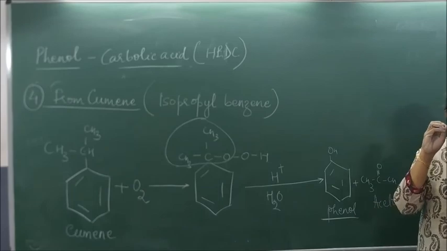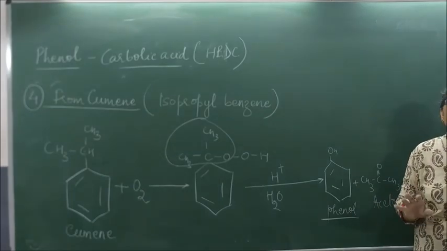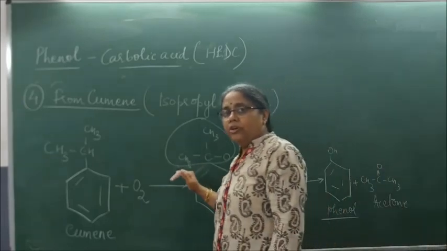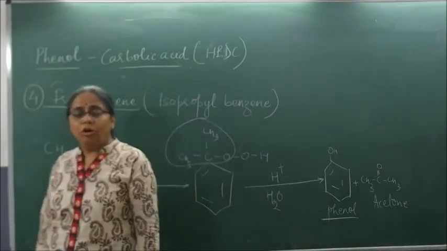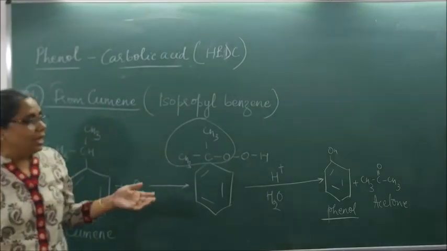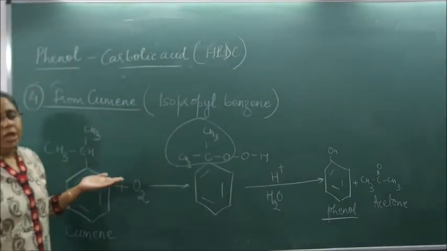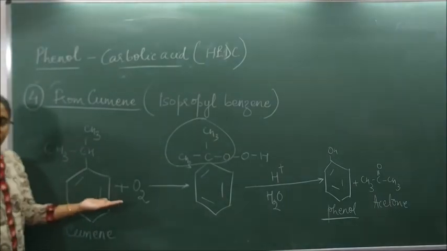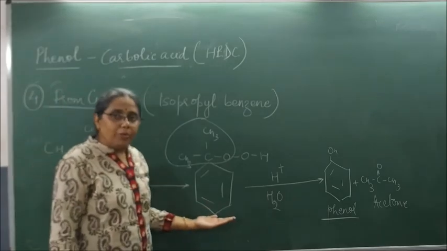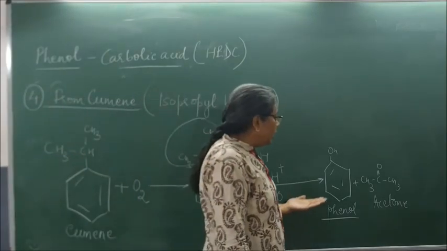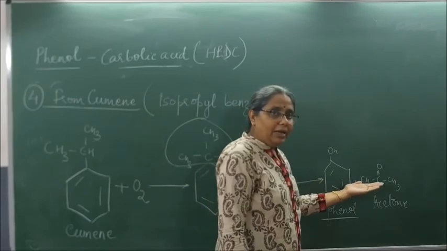Clear? So this is a very, very important reaction. This will 100% come if you are writing a test on the chapter of alcohols, phenols and ethers. It is generally used in the manufacture of phenol, or manufacture of phenol on a large scale is done by the cumene process. Cumene is isopropyl benzene. This one reacts with oxygen. It forms cumene hydroperoxide, which on acidification will give you what? Phenol and acetone.